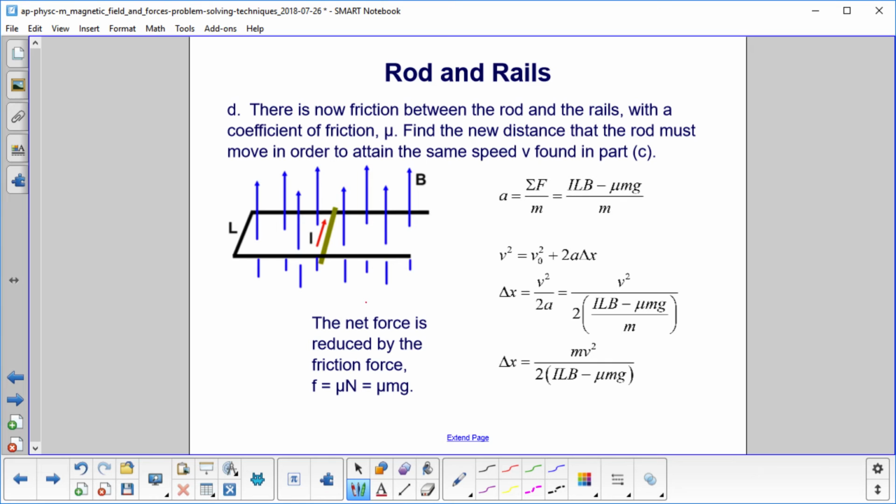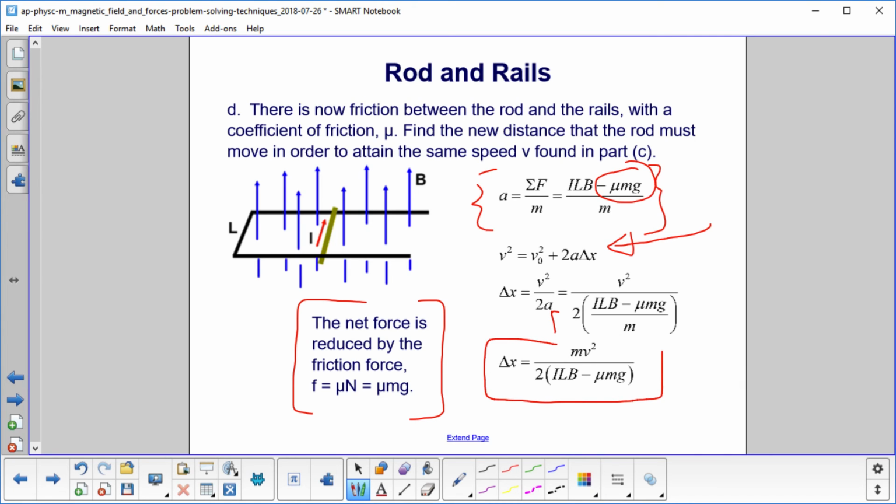And our net force is going to be reduced by the friction force. Friction force is mu times normal, and in this case, since the rod is not accelerating in the up direction at all, normal is just mg, so the friction force will be mu mg. We have Newton's second law, the sum of the forces over m equals acceleration. We've added the negative friction force here. Once again, we go to the third kinematics equation. We substitute in for a, and we do some rearrangement and come up with this answer.